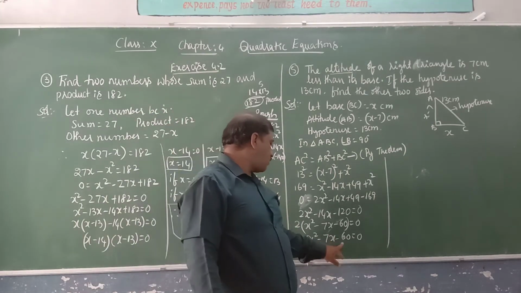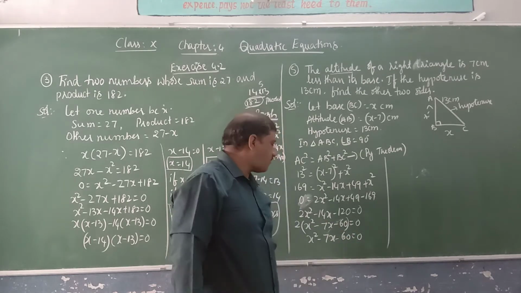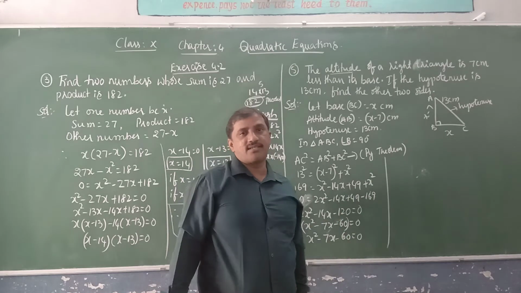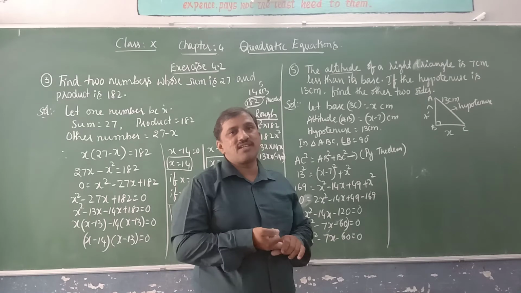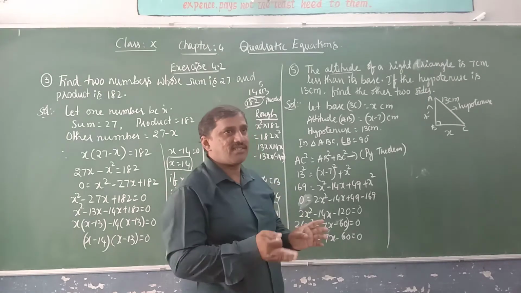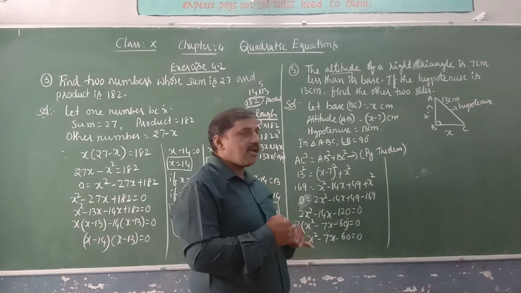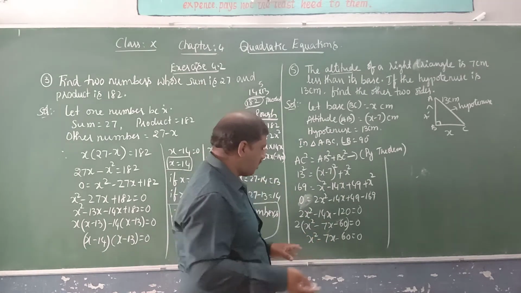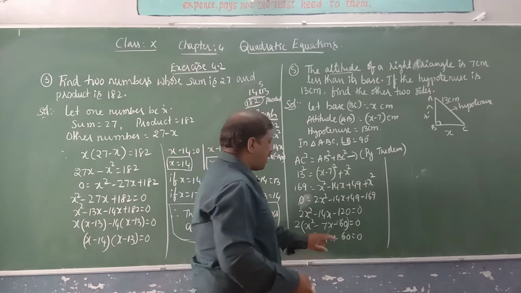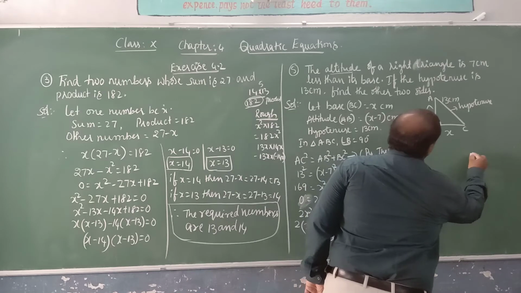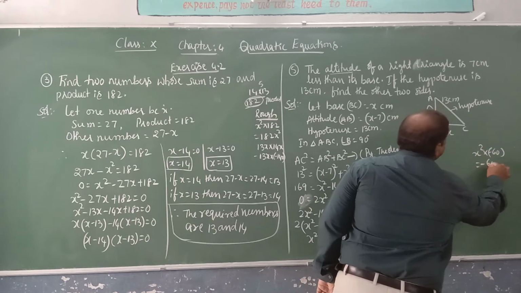Multiply the first term and the last term, x square into minus 60, which is minus 60 x square. Now we need factors of 60 whose difference is 7. 12 fives are 60, and 12 minus 5 is 7. So we hope we may get the pair of factors 12 and 5.